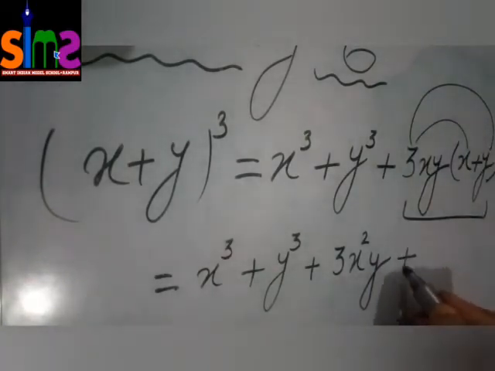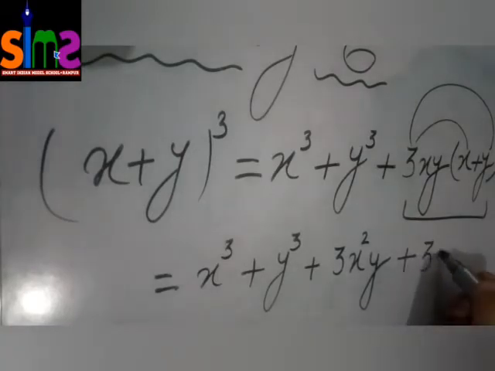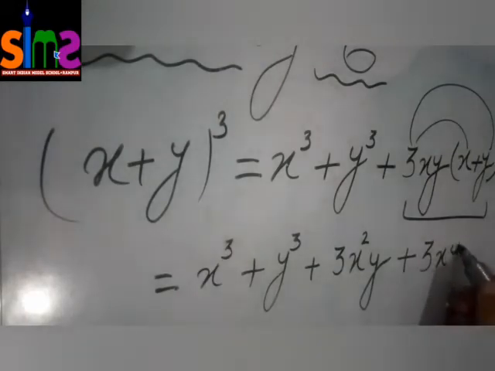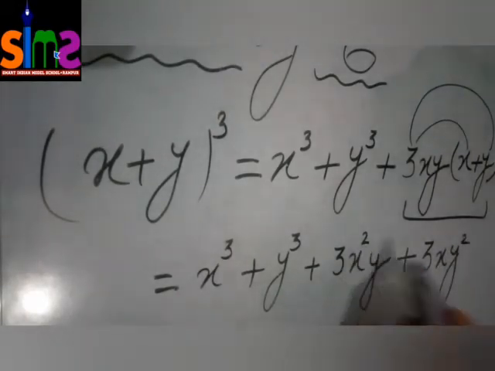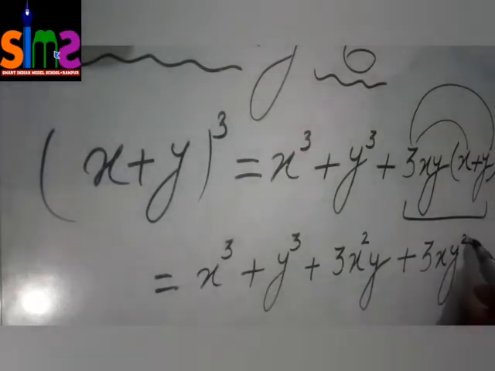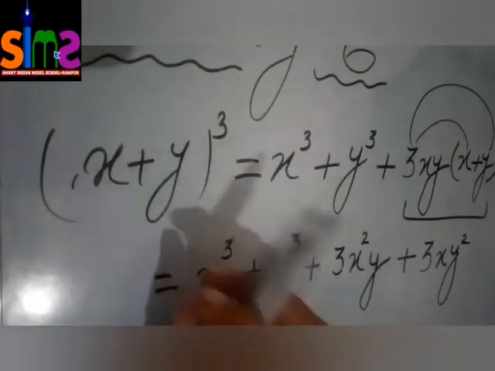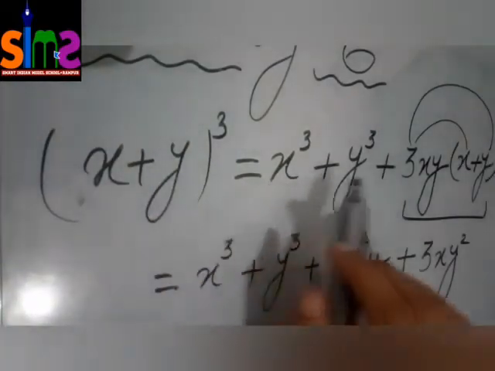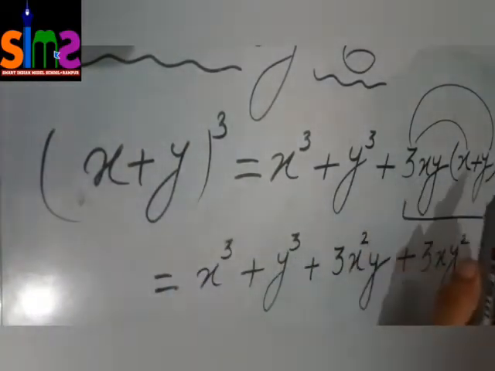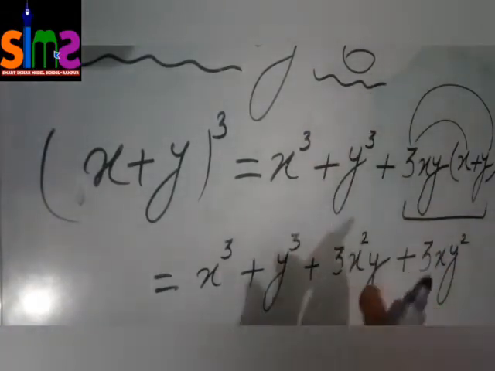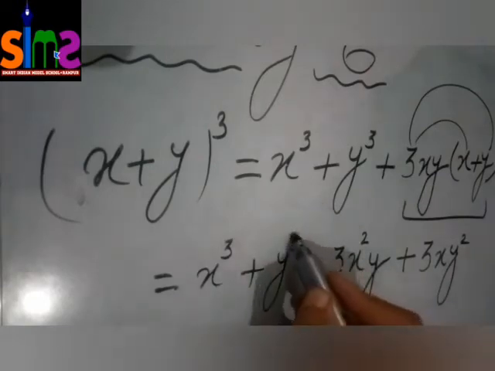Now we will multiply 3xy to this y. When we multiply them, we get 3x, but when y is multiplied by y, we get y square. So here we got x square and here we got y square. So the expansion of the whole cube of x plus y is x cube plus y cube plus 3xy, x plus y. It is just the first step.